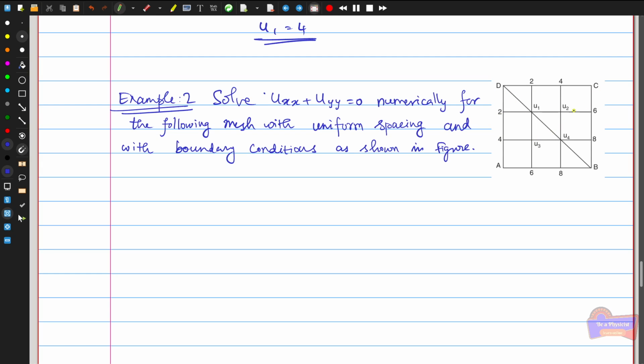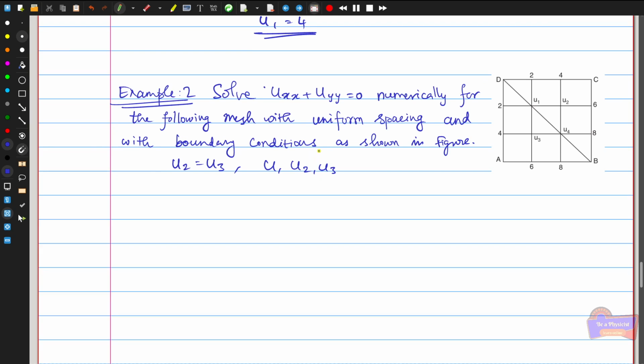This is not symmetric with respect to both the diagonals, but only with respect to the diagonal of d and b. So if you find the value of u1, then you can find the value of u4. You have to find the values of u1, u2, and u3. That means you can get a set of 3 algebraic equations, and you can solve them using the Gauss elimination method. So from this mesh, you can write u2 equal to u3, and u1, u2, u3 are the values you have to calculate.